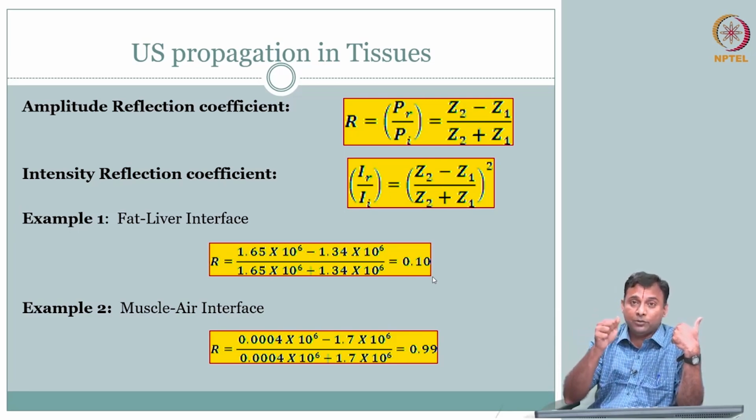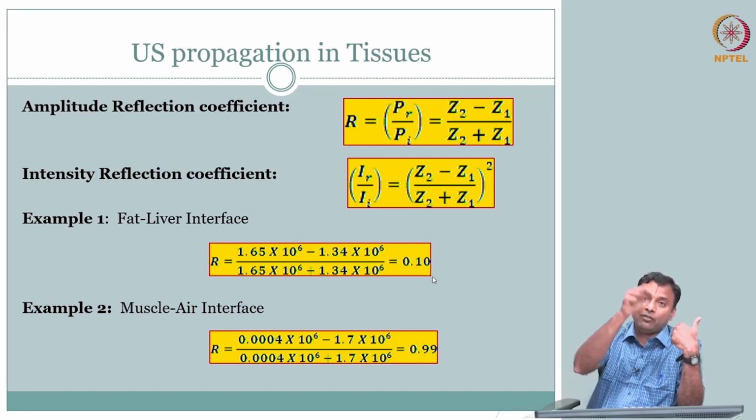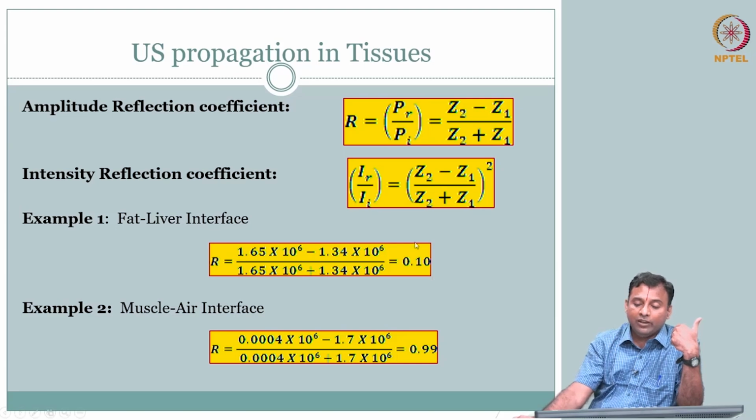So if I have to capture what is coming back, and say it came back from this location, meaning there is an interface at that location, then this is going to be a very small quantity that I am getting. That is the bad side.